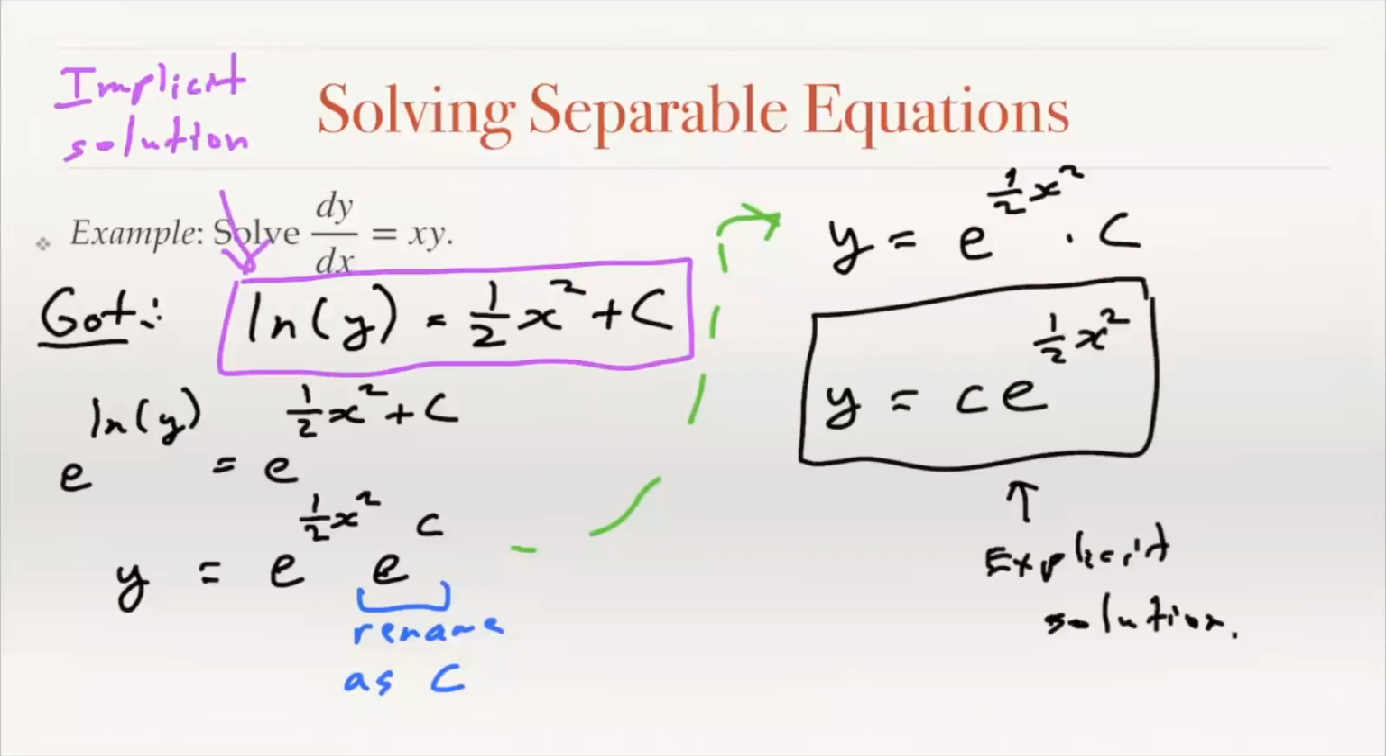And this will be common in solving differential equations. We'll often get an implicit solution when we solve, and then we'll need to do some algebraic rearrangement, being aware of how we can manipulate the arbitrary constants, renaming them to simplify, to get an explicit solution. And we can always check our work by plugging back in, making sure it checks out. So the derivative of this is x times e to the 1/2 x squared times c, and that is indeed x times e to the 1/2 x squared times c. So it does check out if you plug it back in.